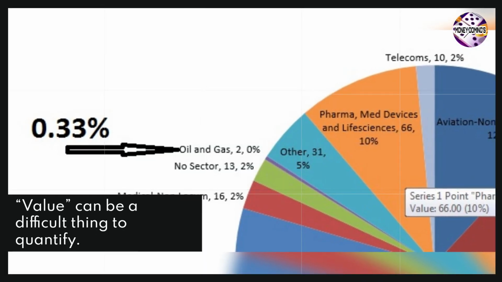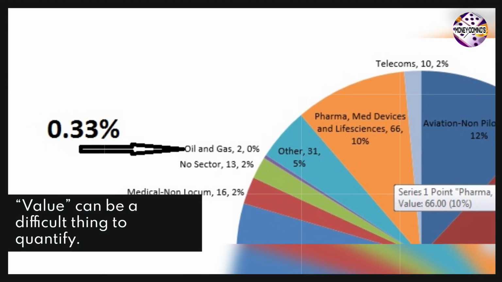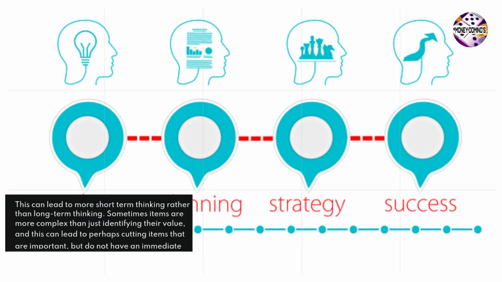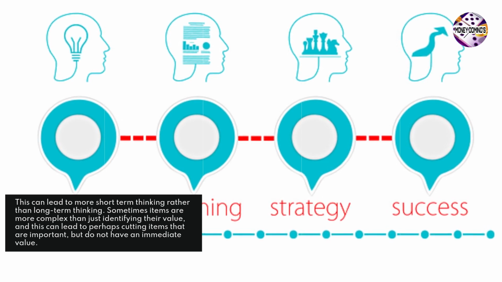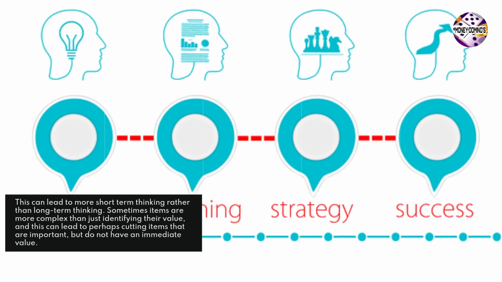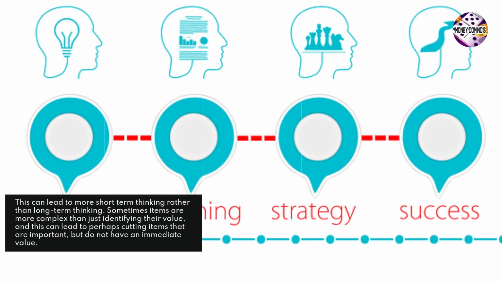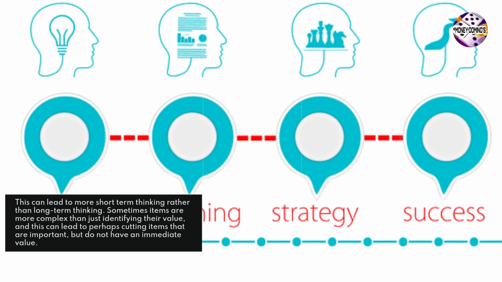Value can be a difficult thing to quantify. This can lead to more short-term thinking rather than long-term thinking. Sometimes items are more complex than just identifying their value, and this can lead to perhaps cutting items that are important, but do not have an immediate value.